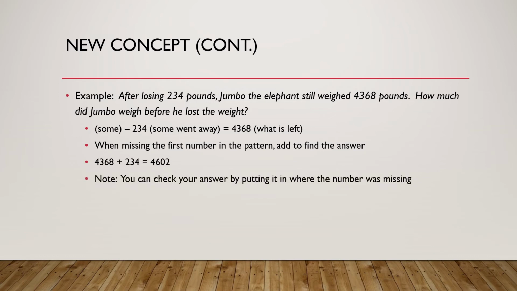And you can always check your answer by putting the answer you get into where the number was missing in the first place. So if we put 4,602 into the original problem and we subtract 234, it does equal 4,368.